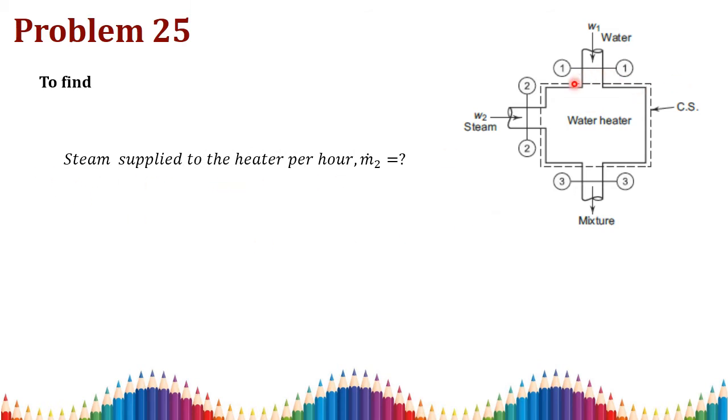So here, consider this as a water heater. In this water heater, water is entering here and the steam is entering here. The steam will heat the water and the mixture will leave here. I have taken the water condition as 1, the steam condition as 2 and the mixture condition as 3. The total surface is the control surface and this volume is your control volume.